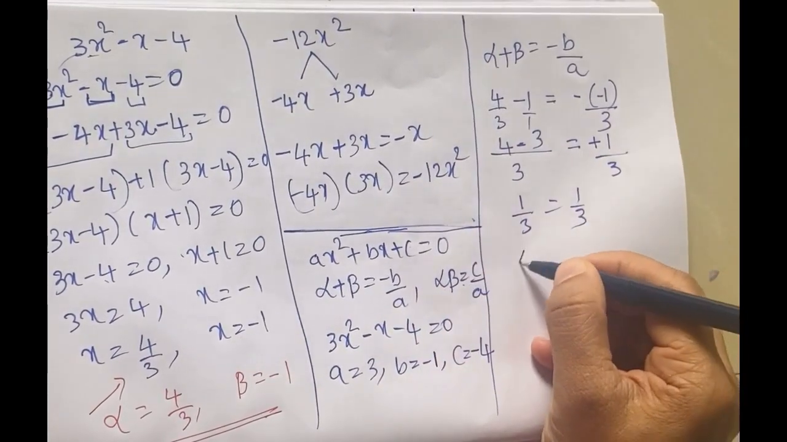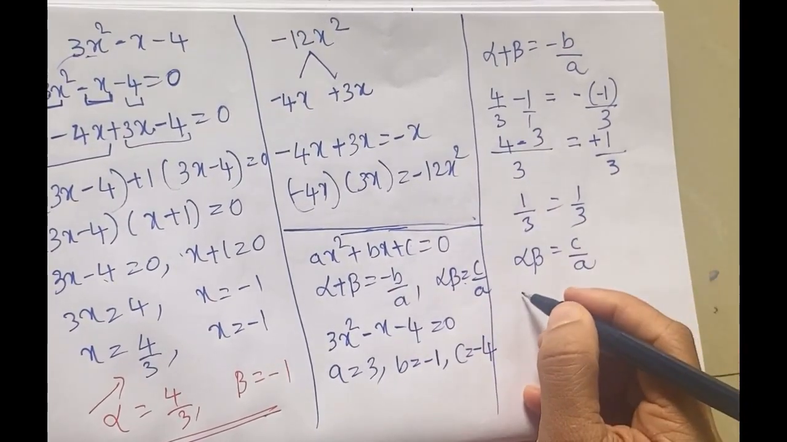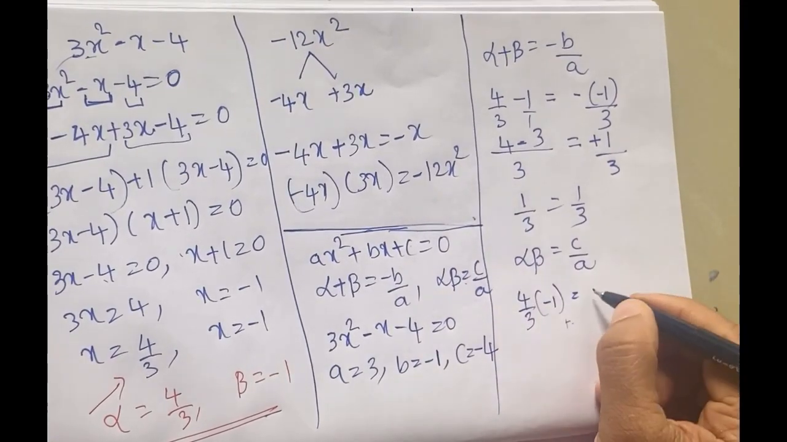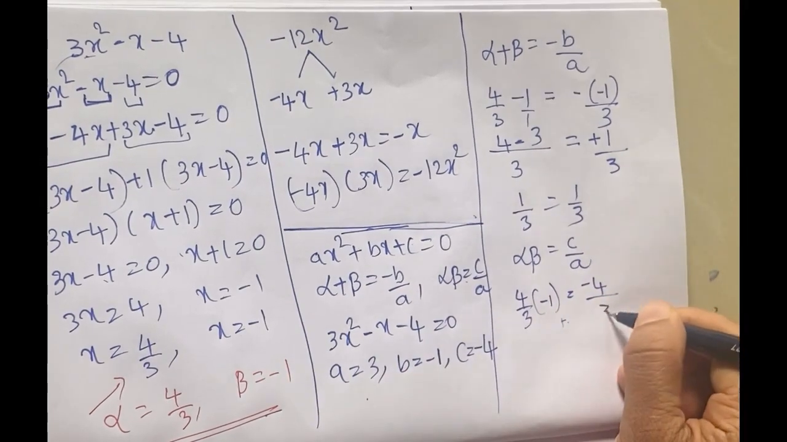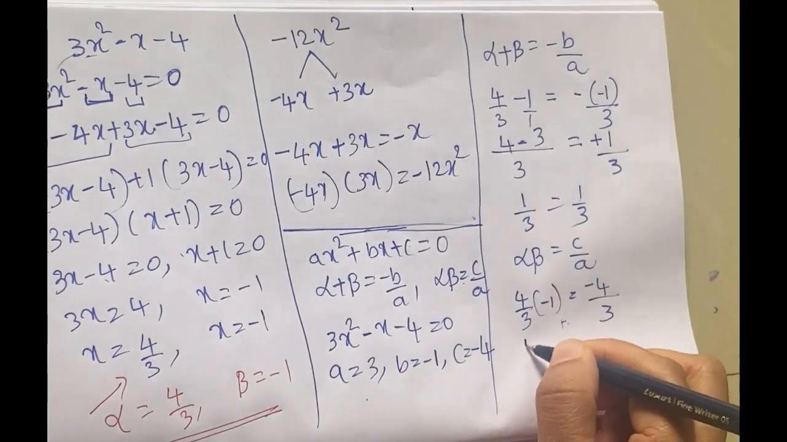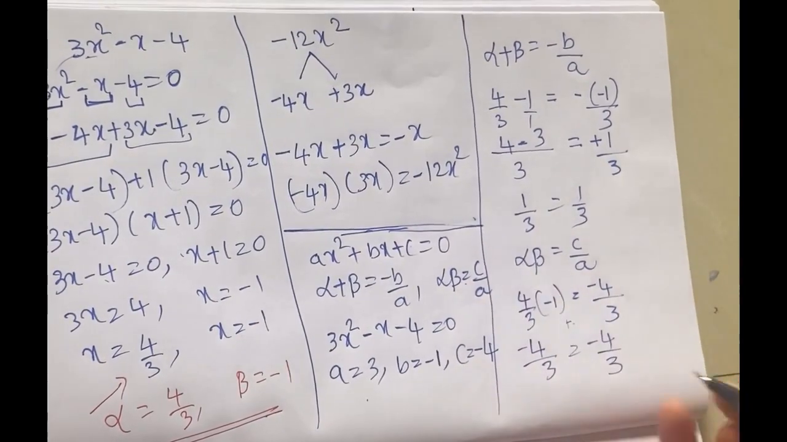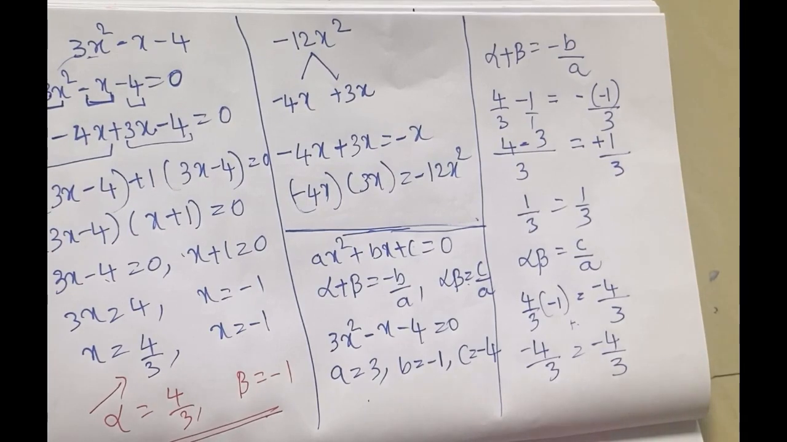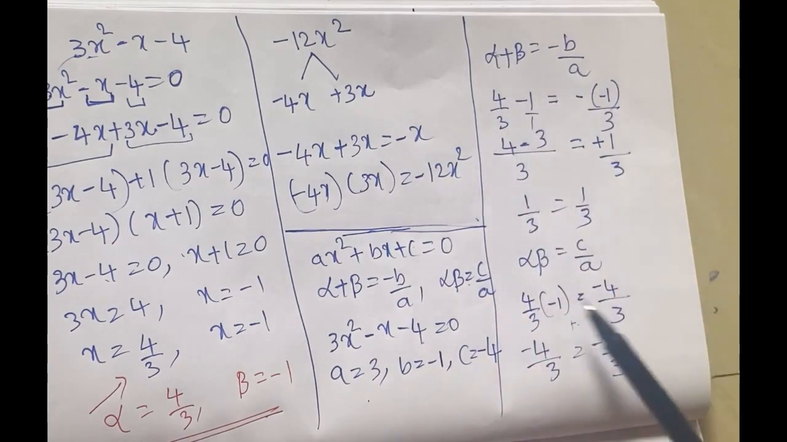Then I will consider the product. Alpha beta is c by a. Alpha is 4 by 3, beta is minus 1, c is minus 4, a is 3. Minus 1 into 4 by 3 is equal to minus 4 by 3. So the relationship between the coefficients and the sum and product of zeros is verified.